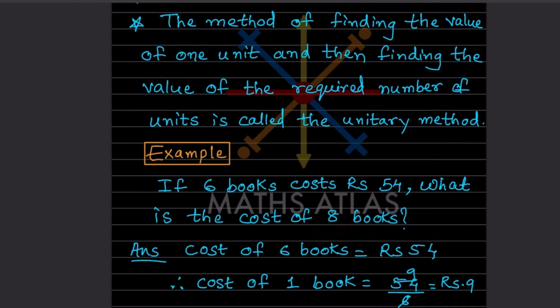So cost of 1 book. So what are you going to do? Now see here, we don't know what is the cost of 1 book. We'll put a question mark over here. So when we are cross multiplying, now look at here, there is no number over here, right? So what will you do?